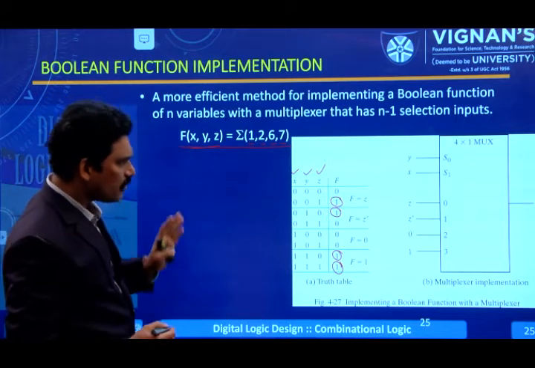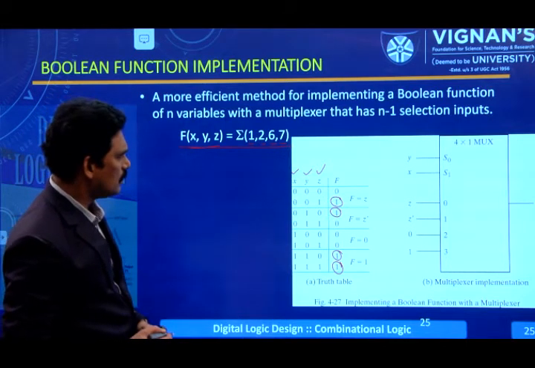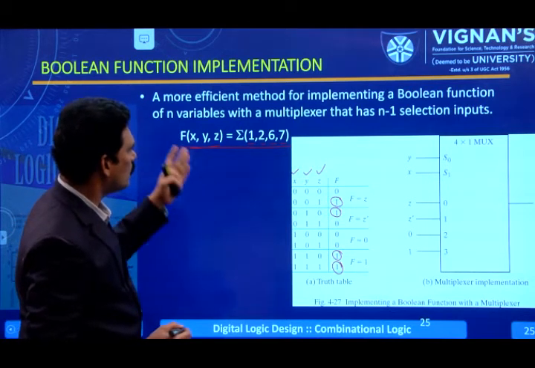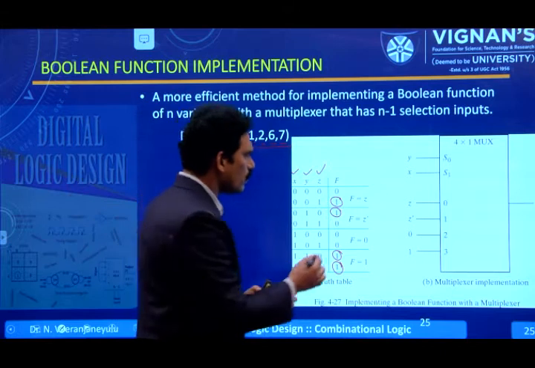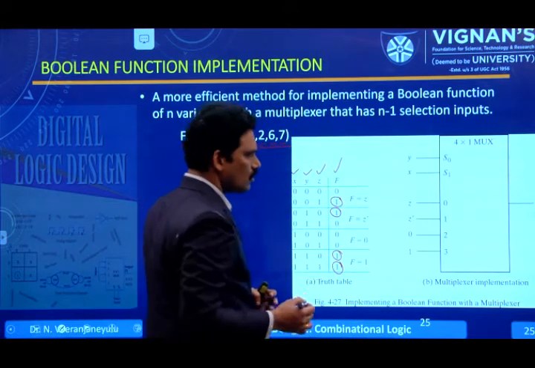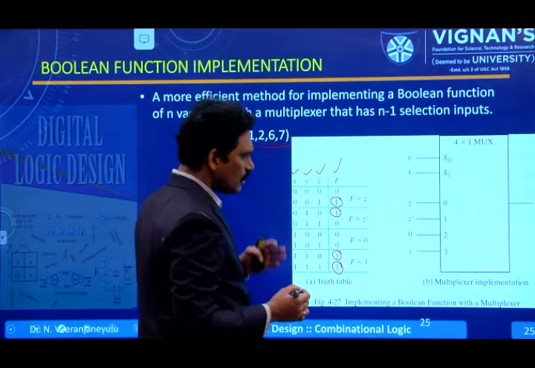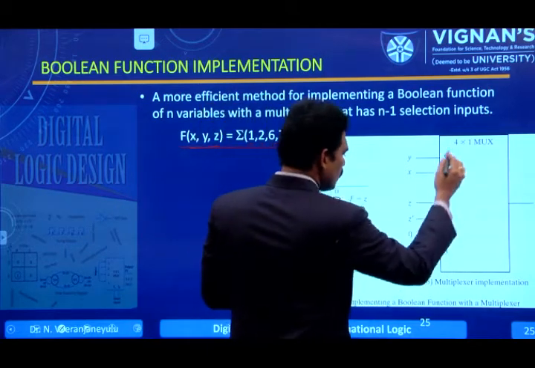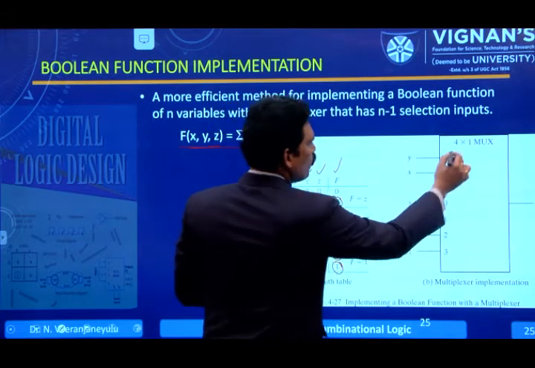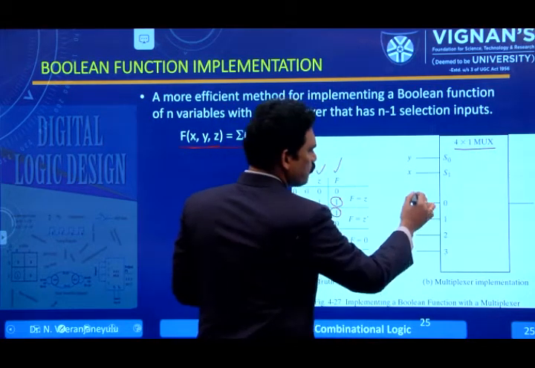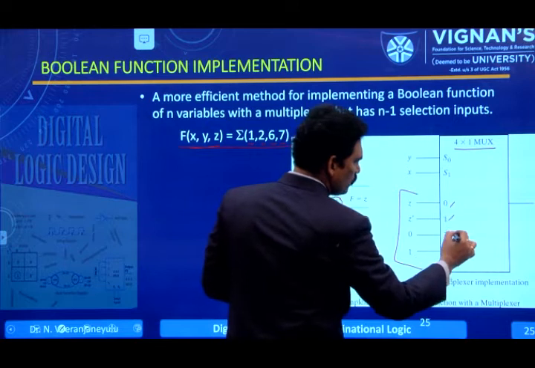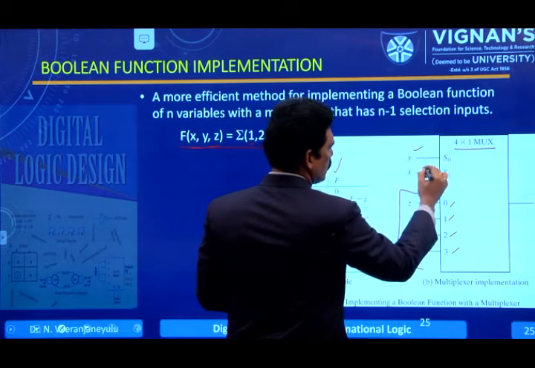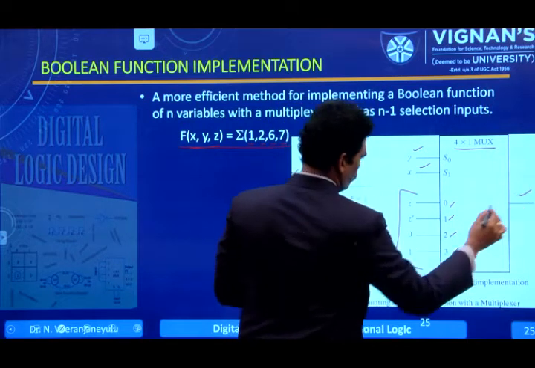We are going to implement this by using a 4x1 multiplexer. Why 4x1 multiplexer? 3 inputs are there, and we are going to use this function also. This is a 4x1 multiplexer. 4x1 means 4 inputs, that is 0, 1, 2, 3, and 2 selection lines, and this is the output.